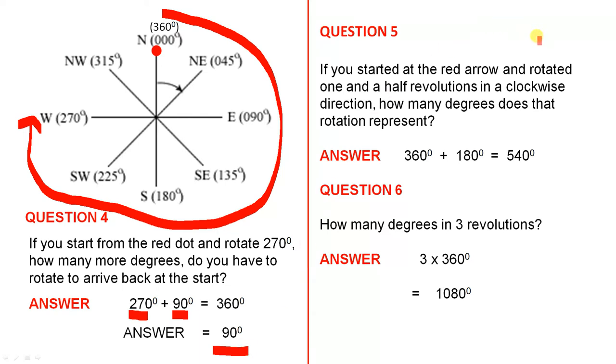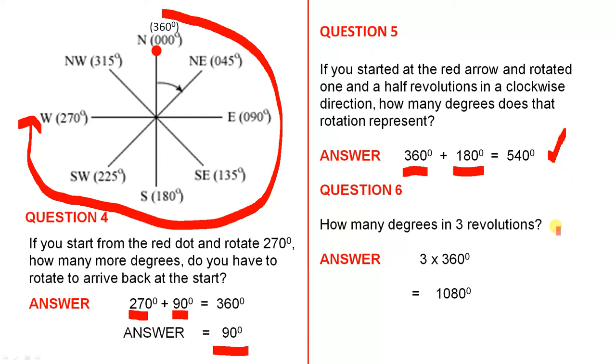Question 5. If you started at the red arrow and rotated 1.5 revolutions in a clockwise direction, how many degrees does that rotation represent? Now, one full revolution represents 360, so half a revolution must be 180. If you add those two together, the answer is 540 degrees.